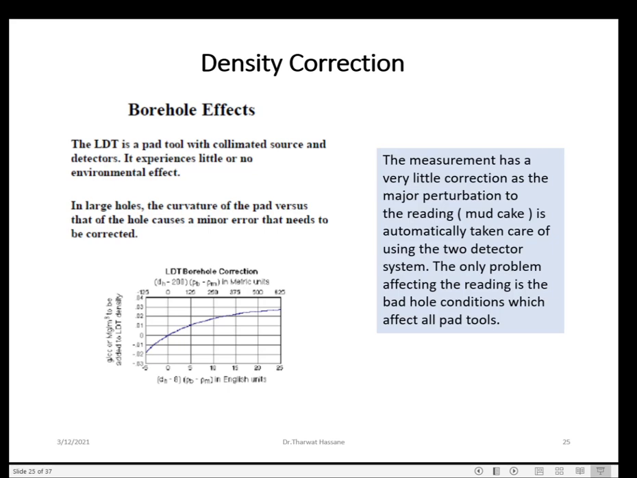Again, like any tools, it has to be corrected. The most important correction here is the big washout in this one and the rugosity. But the mud kick, if you have a mud kick, it's already done automatically in the tool by correction in the tool itself.